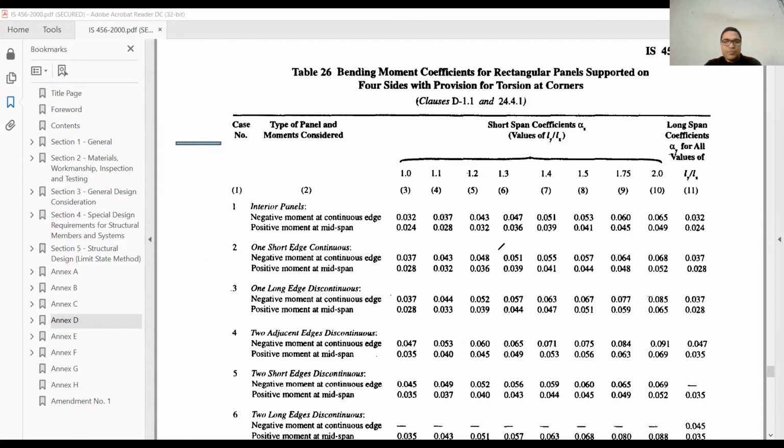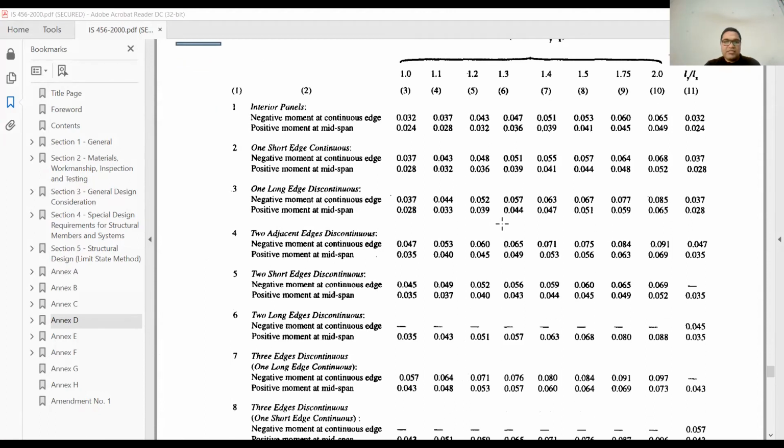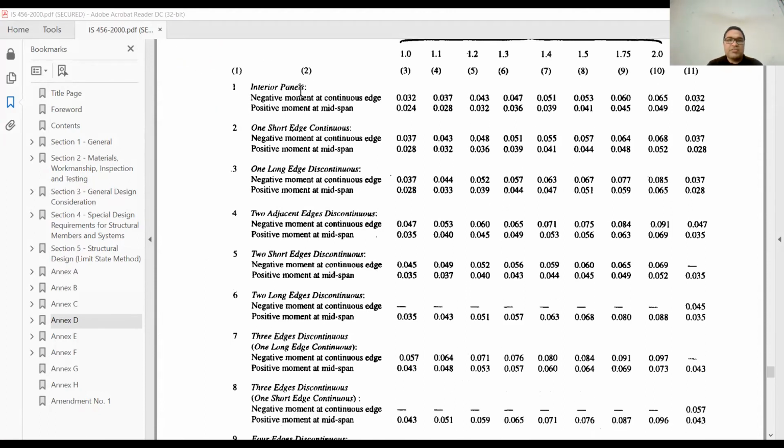So now basically in this we have 9 cases. So first case is interior panel, second one short edge continuous, one long edge discontinuous, two adjacent edges discontinuous, two short edge, two long edge discontinuous, three edges discontinuous, three edges discontinuous.